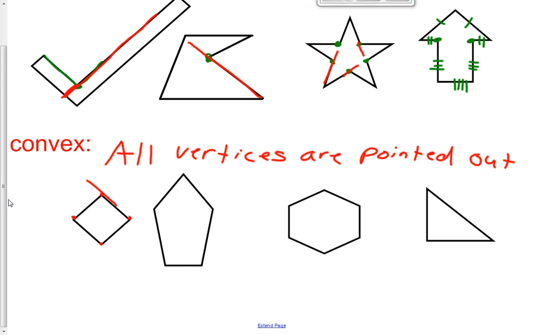If you were to continue any of these line segments, they would not go through the interior of the shape. They would always stay on the exterior of the shape. All five of these vertices on the pentagon are pointed out. You could continue these line segments and they would not go through the middle of the shape. Same thing here on this hexagon, all the vertices are pointed out, so those are convex, and this triangle, all vertices are pointed out. So that's the difference between a concave and a convex polygon.